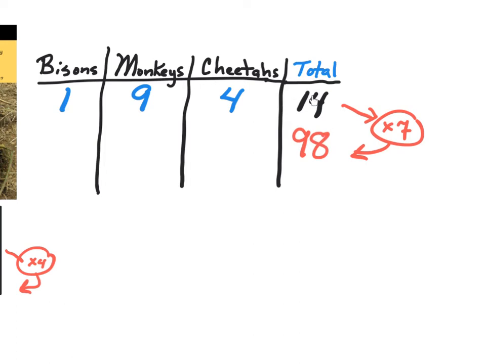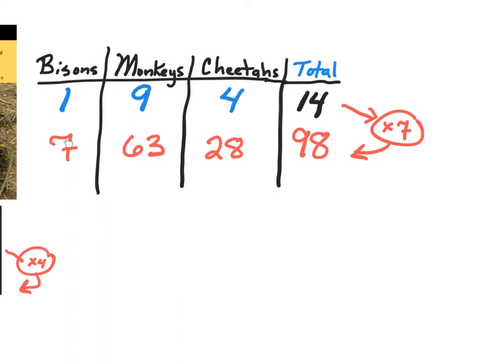Now, in order to keep this proportional, I'm going to take each of these animals and multiply them by 7. So 4 times 7 will give me 28. So there'll be 28 cheetahs. And then monkeys, I've got 9 times 7, which is going to give me 63. So I've got 63 monkeys, right? And now finally, the hardest one of all is bison. 1 times 7. Tricky, tricky, tricky. Yeah, that's easy. It's 7.